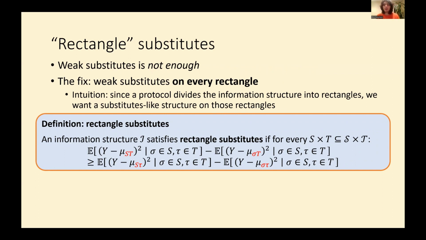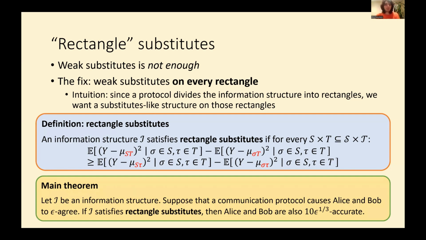Now, recall that a communication protocol subdivides the space of signal pairs into rectangles. And so what we will require is that weak substitutes be true, not just on the entire information structure, but also on every subrectangle. We call this condition rectangle substitutes. And that is what we used to fill in the blank.